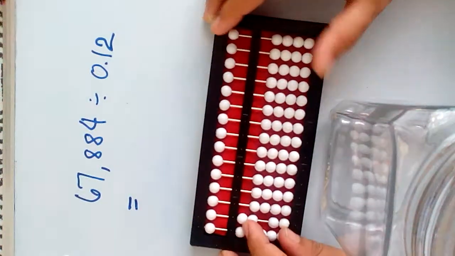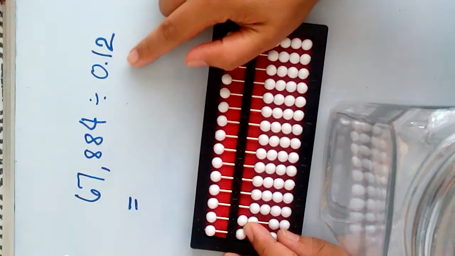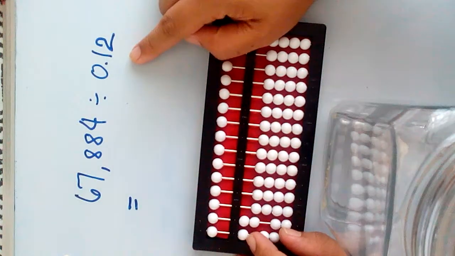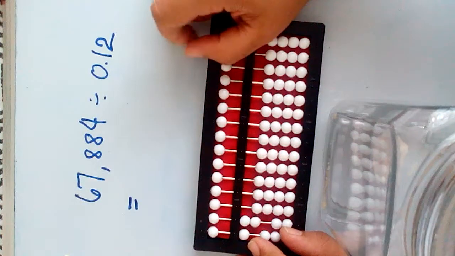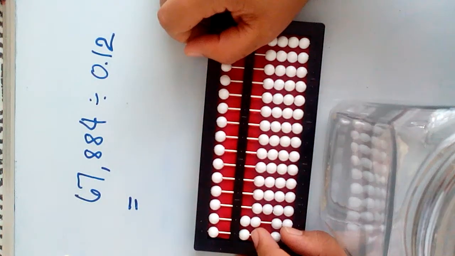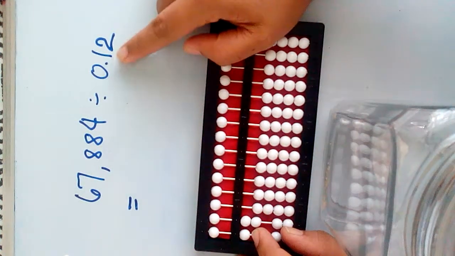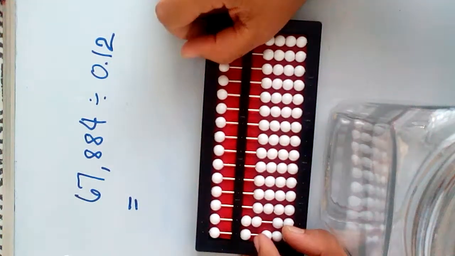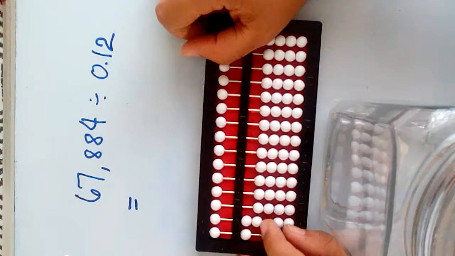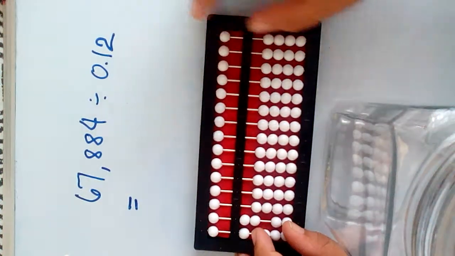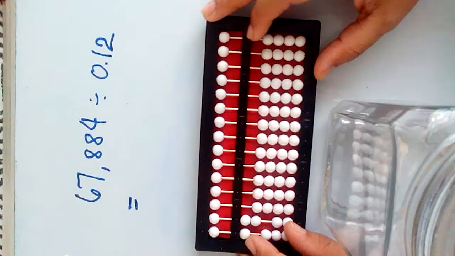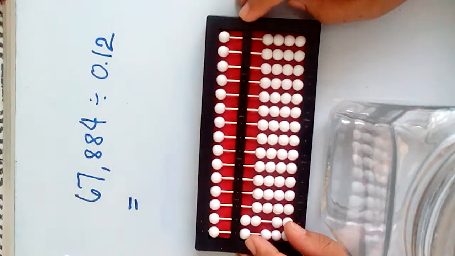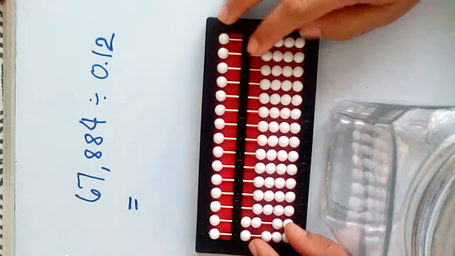0.12 should be changed into a whole number, 12. Now, I put here 12, but because there's a point, we will count the number of digits after the point. So, 0.12, how many digits? 1 and 2. So, there are 2 digits after the point. The 2 digits will be changed into zeros, which are to be placed on the first rod and second rod.